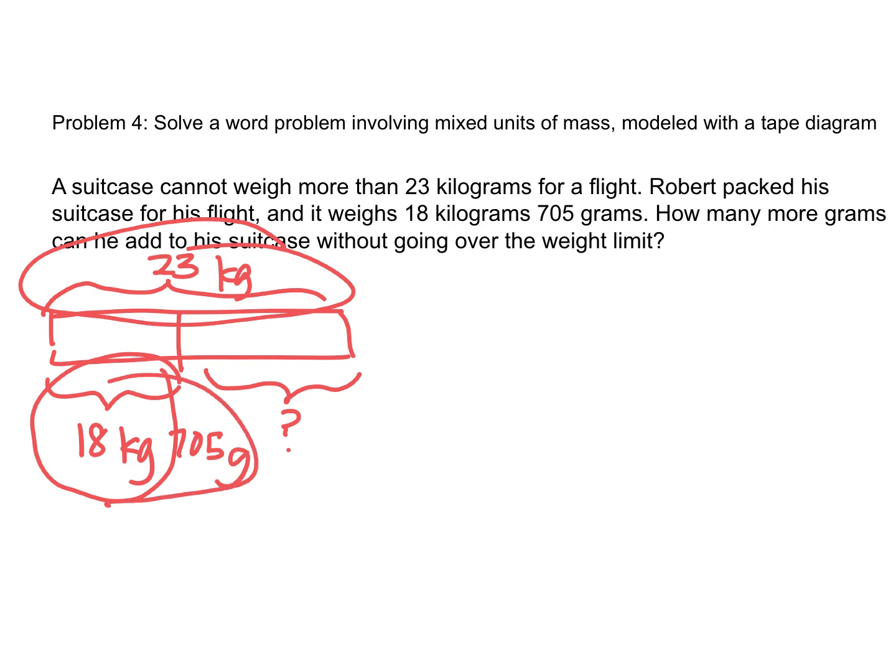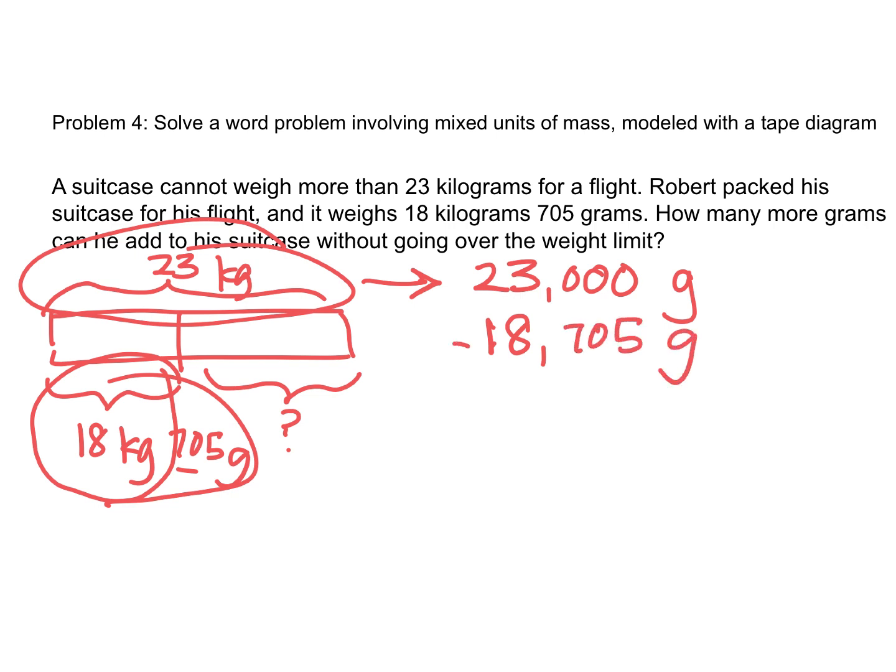So we're going to start with our 23 kilograms. I'm looking at this problem, and I want to just put it all into grams. So 23 kilograms is 23,000 grams, right? And 18 kilograms, 18 times 1,000 is 18,000. And we have 705 grams here. So I need to subtract to see the amount that I've got left. They are really having us do it across zeros, so really practicing that.